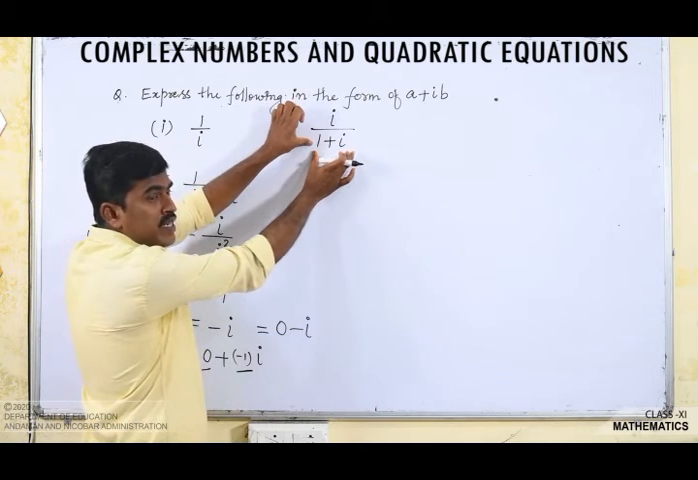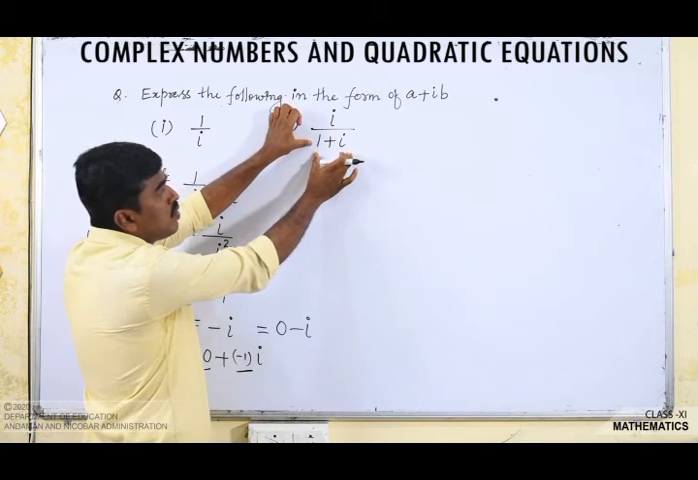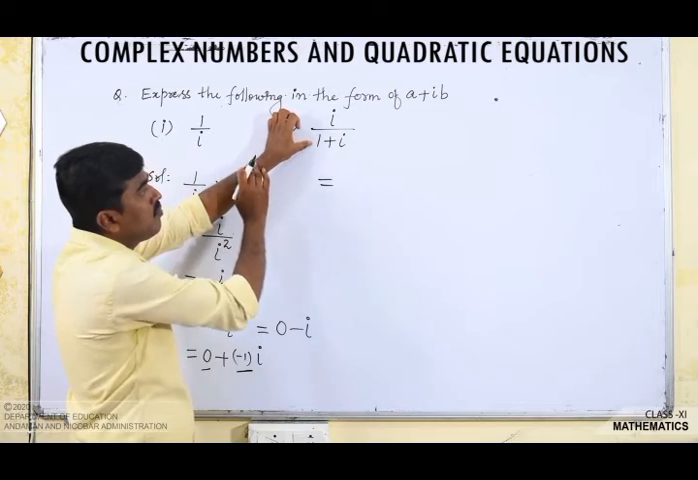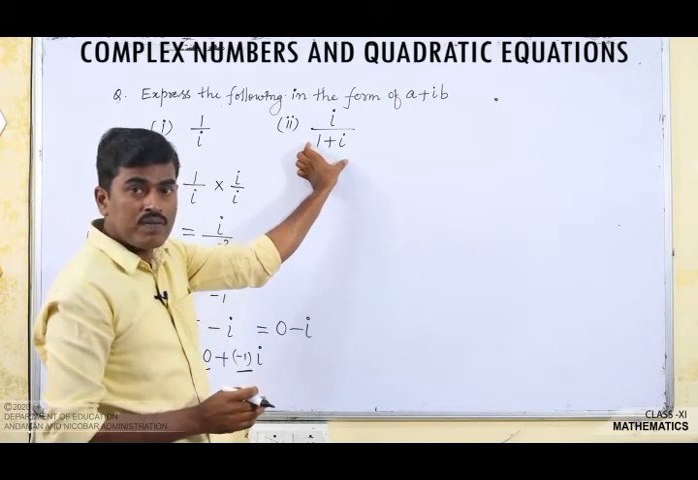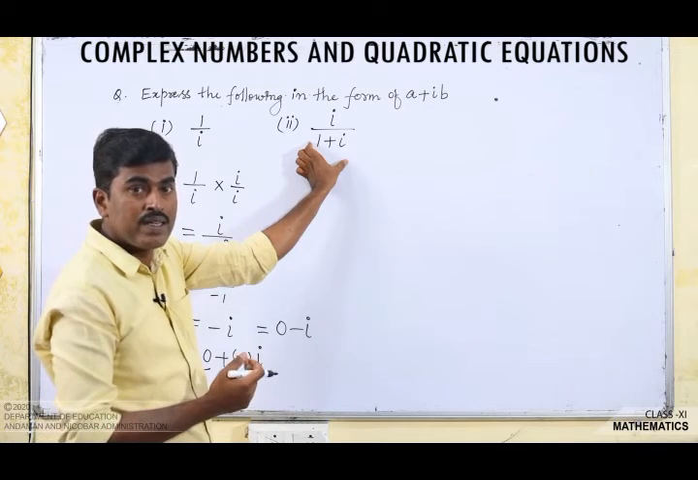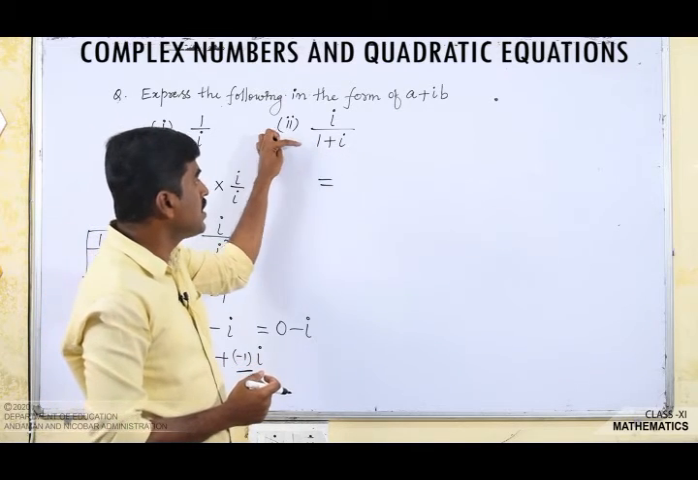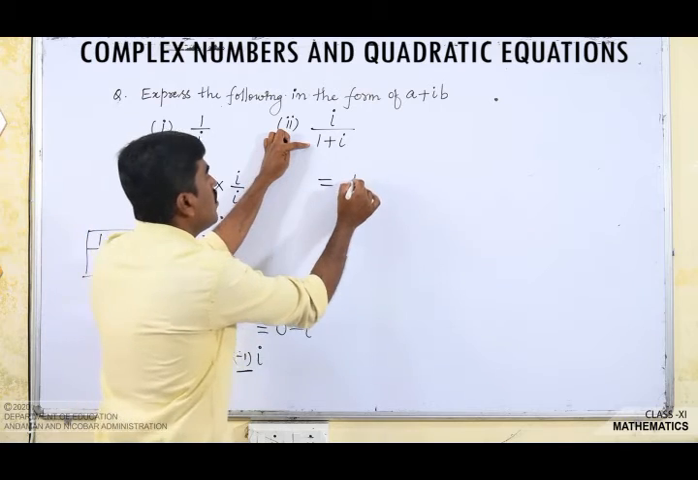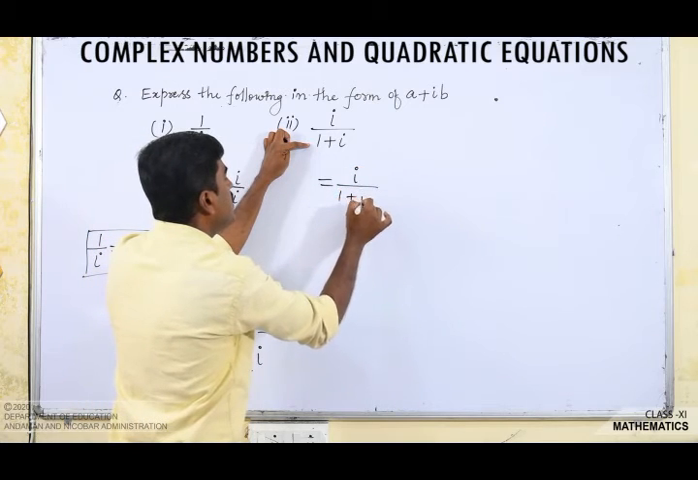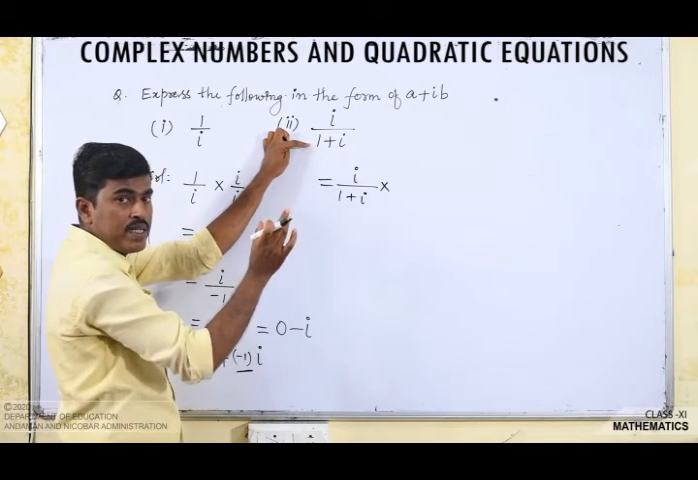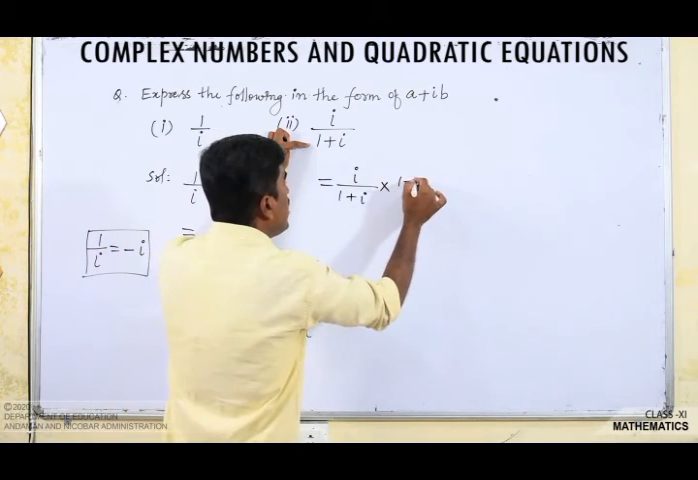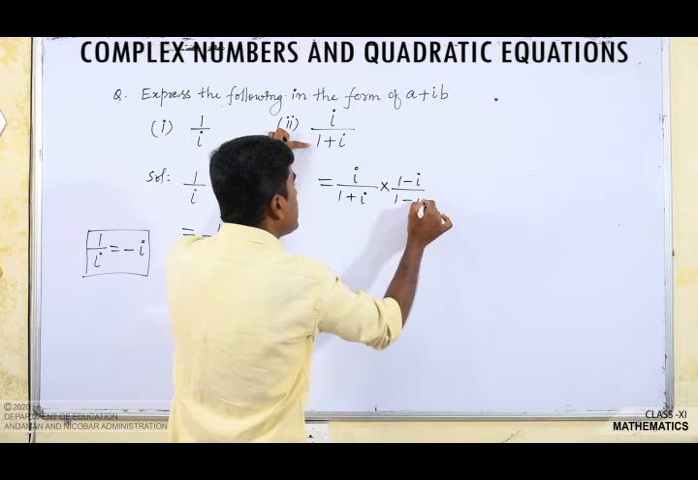Again in the denominator 1 plus i is there. So to make it in the standard form, we have to multiply and divide by the conjugate of this complex number, which is in the denominator. So what is in the denominator? It is 1 plus i. So here we have to multiply and divide it with the conjugate of 1 plus i. So what is the conjugate of 1 plus i? It is 1 minus i. So multiply and divide it with 1 minus i.